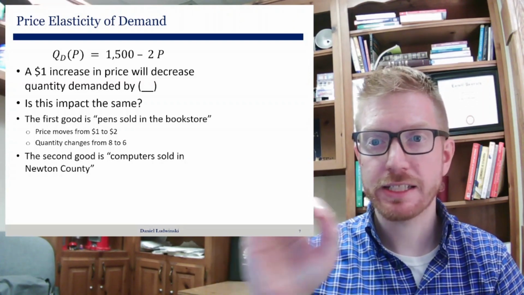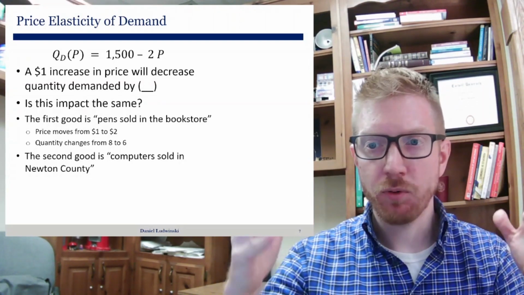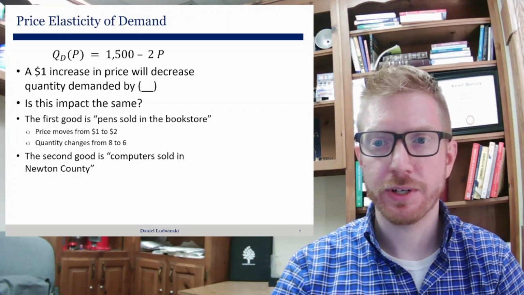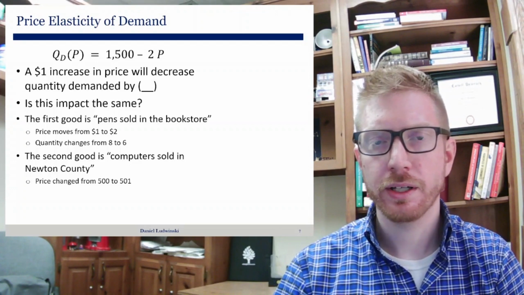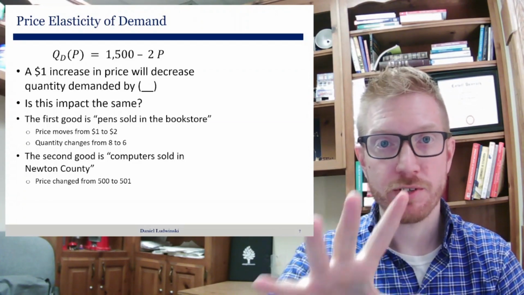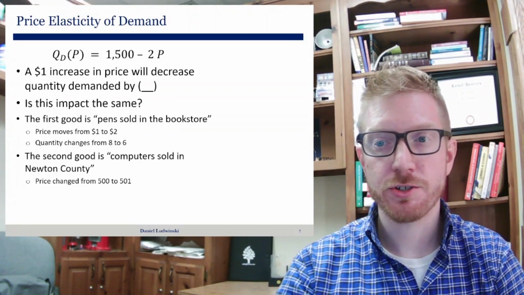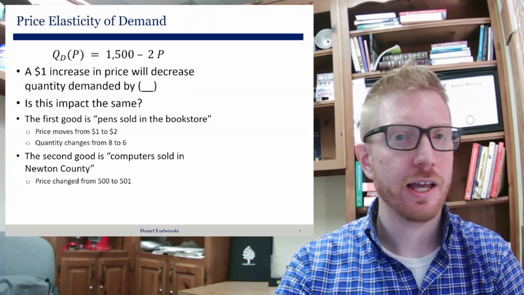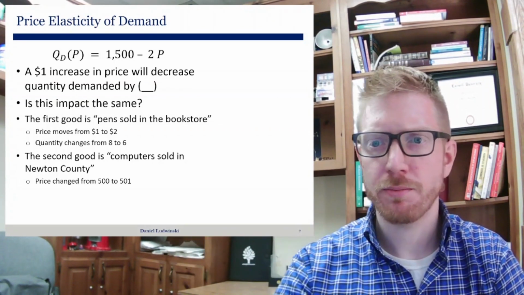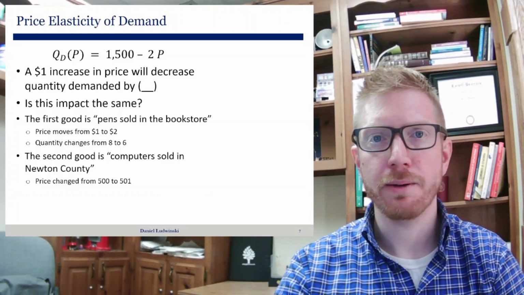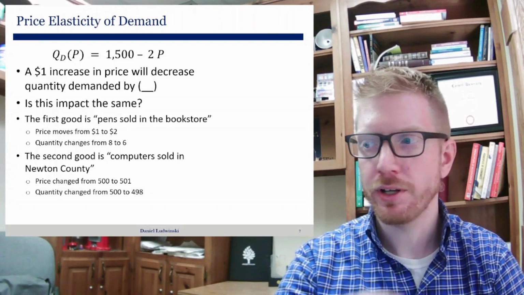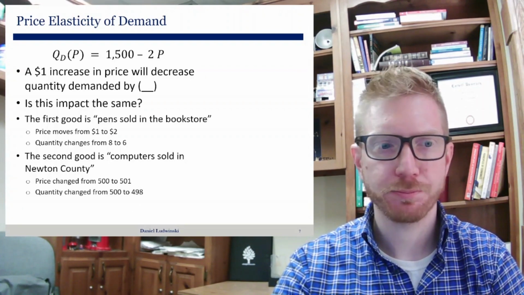But now let's say that $1 increase for computers in Newton County is moving the price from 500 to 501. So in relative terms, it's a much smaller price change. And let's pick some numbers here. If we're doing our calculations, we can see that the quantity demanded will change from 500 to 498.